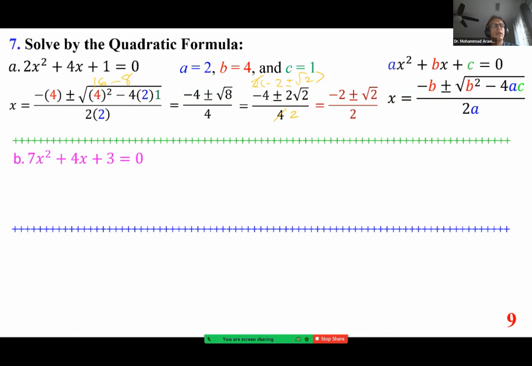Part B works in the same manner. a is 7, b is 4, c is 3. Plug in.